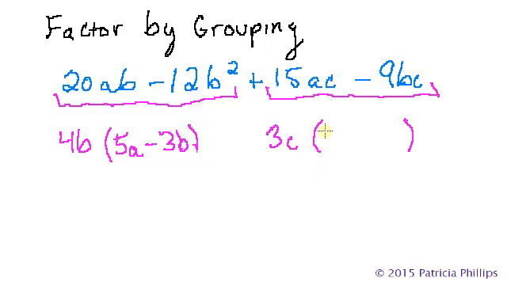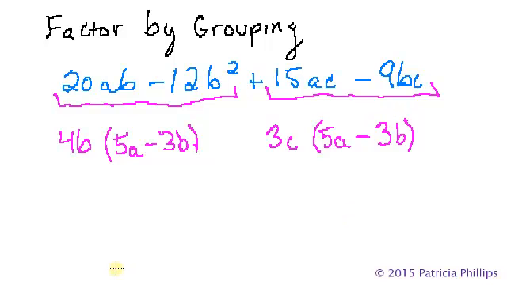So, for the first one, we have a 5a because 3c times 5a gives us our 15ac, and then we're going to put our minus sign here because that was a minus 9b, and we're going to put a 3b here because 3c multiplied by 3b gives us the 9bc. Okay, so now we've done that.